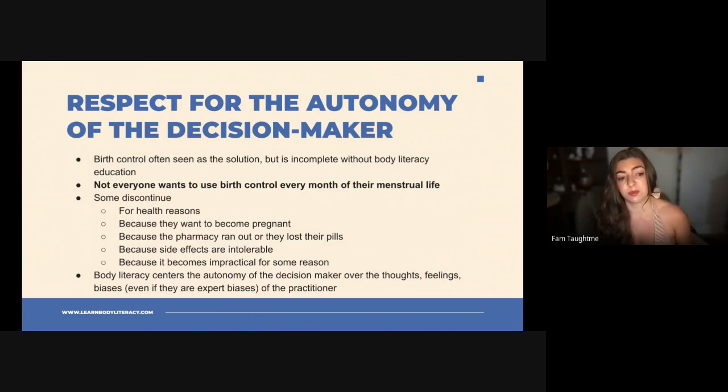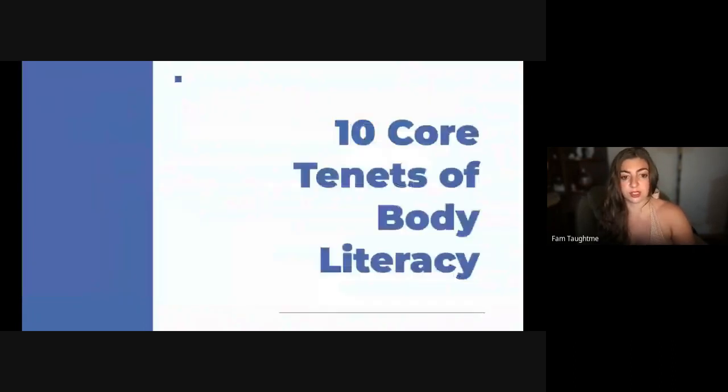And even sometimes those biases are expert biases. Someone who studies something all day, even like myself, we become biased in the sense that we feel like we know a lot of information about the subject, but each person is different. And so, again, body literacy really allows that person to have a lot of data about themselves over time, which they can use to help make their own health decisions.